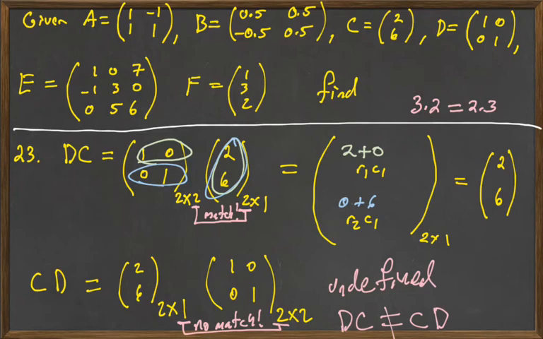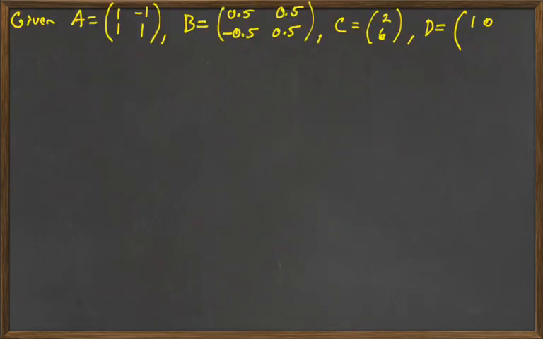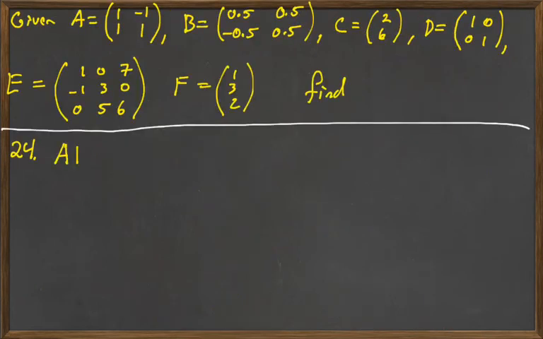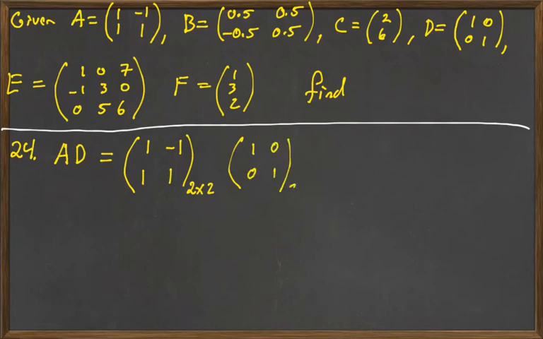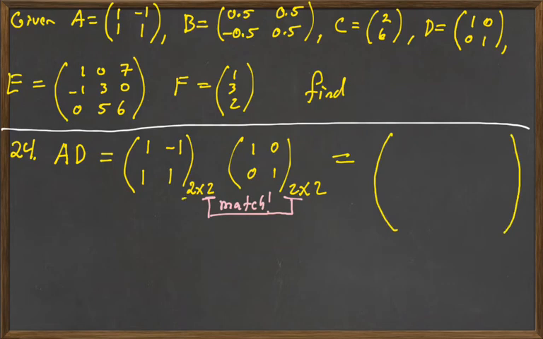Let's keep going. All right, and we're going to have the same matrices again. This time we're going to look at multiplying AD. A is the 1, minus 1, 1, 1, and that's a 2 by 2, and matrix D is 1, 0, 0, 1. That's a 2 by 2, and columns match rows, so this multiplication is defined, and the exteriors are 2 and 2, so this is a 2 by 2 matrix as a product.